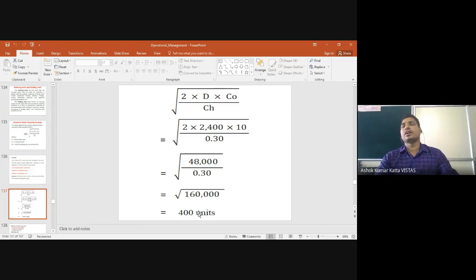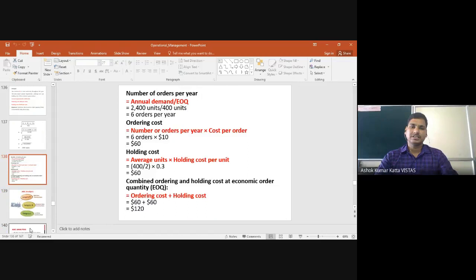Then 400 units. So this is the calculation of the EOQ. Now these 400 units, whatever we calculated, that is going to be called the EOQ. Now we are going to calculate the EOQ to know the additional cost we are spending on ordering and holding.